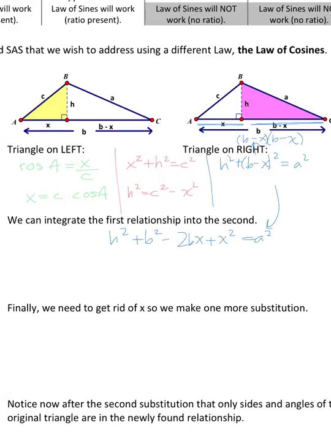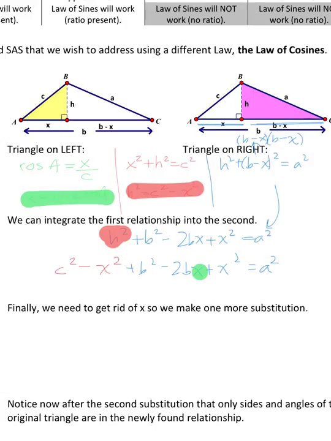And now I'd like to do some substitution. For the h squared, I'd like to plug in c squared minus x squared. The only thing I'm going to change first is substituting in that expression. Everything else stays the same. And then the other term, it's really a variable, I'd like to substitute in c cosine A for x. And so that becomes c squared minus x squared plus b squared minus 2b, and then instead of x, we're going to substitute in c cosine A, plus x squared equals a squared.